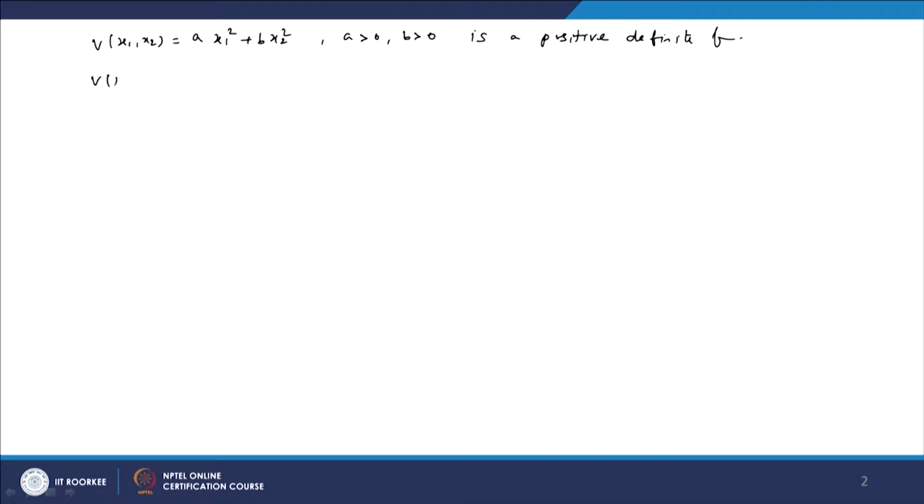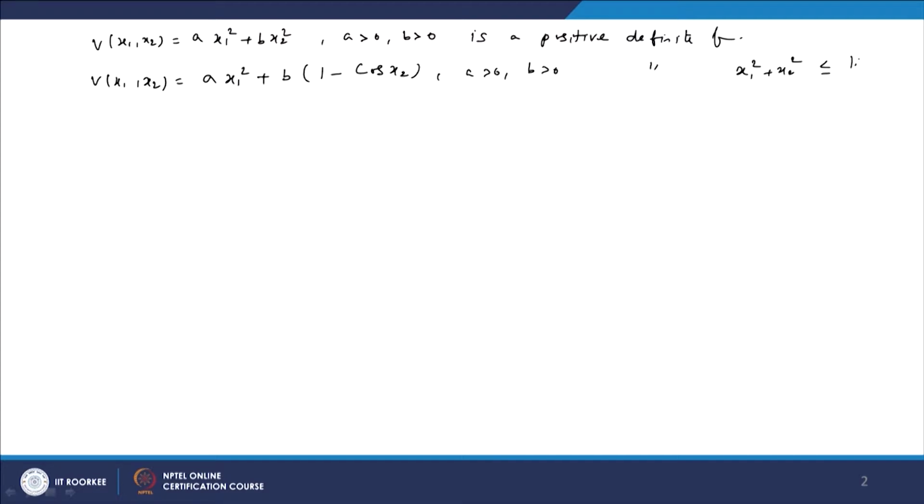Similarly, the second example, v of x1 x2 equal to a x1 square plus b into 1 minus cos x2. When x1 is 0 and x2 is 0, the value is 0, v of 0 0 is 0, and always the two values are positive. If a is greater than 0, b is greater than 0, it is also a positive definite function, provided x2 is in a neighborhood of the origin.